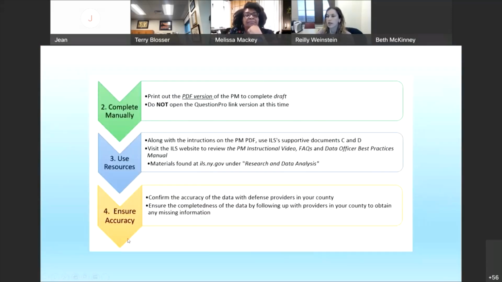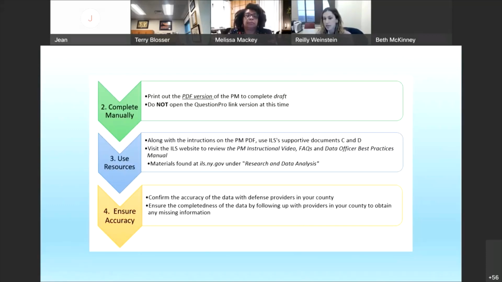So now on to step 4, which is arguably one of the most important steps in this process, and that is to ensure the accuracy of the data that you're collecting. This is especially important given the web of people that are often involved in the data collection process. We know that each county and provider office tend to have a unique system for reporting, a system that includes many people, chiefs, administrators, data officers, clerks, and more.